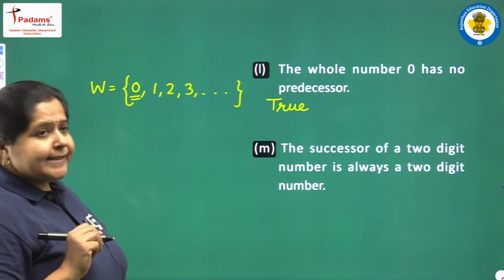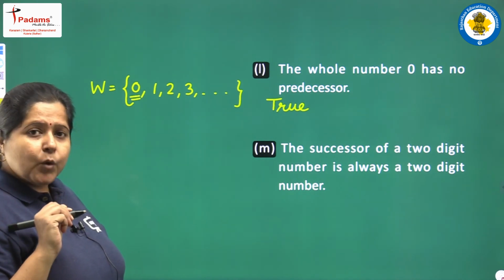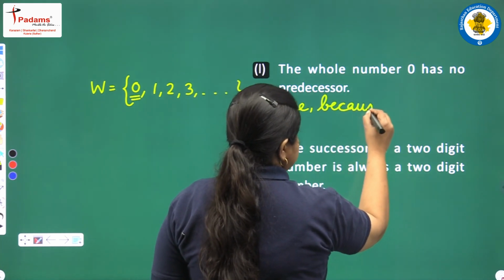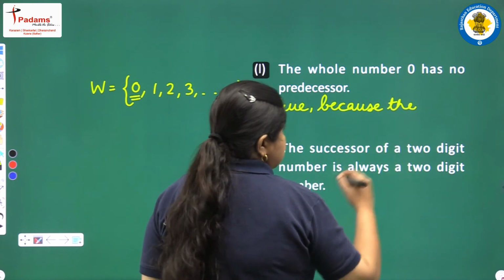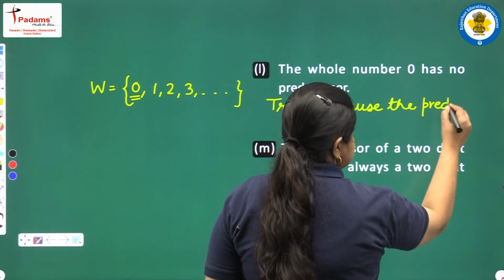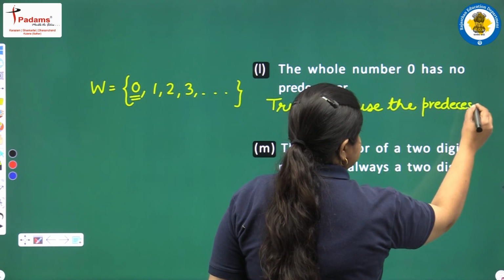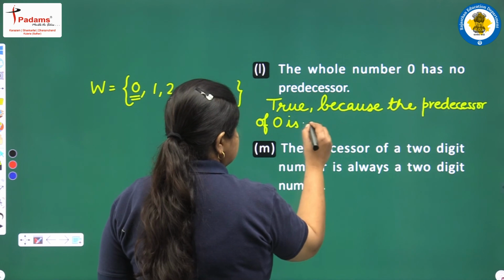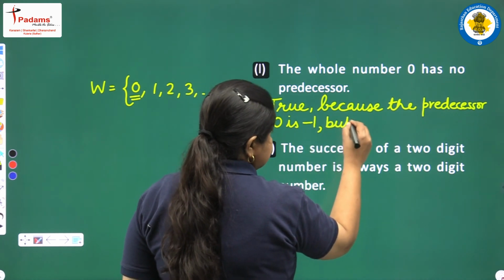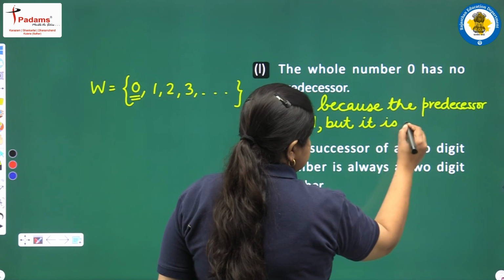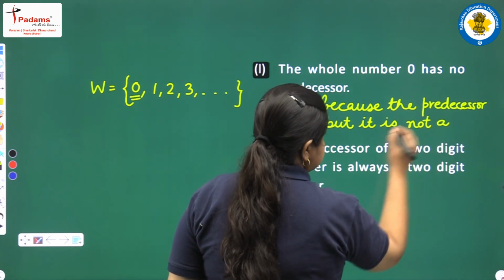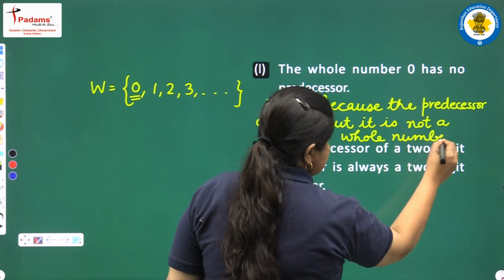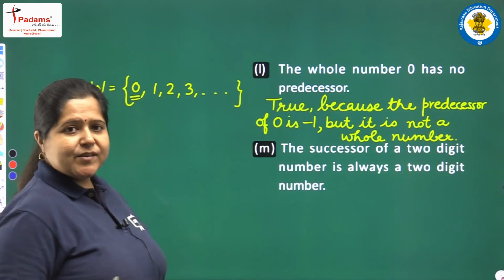0 has no predecessor when it is taken up to be a whole number. We can write it further, because the predecessor of 0 is -1, but it is not a whole number. So we can say that the statement is true.